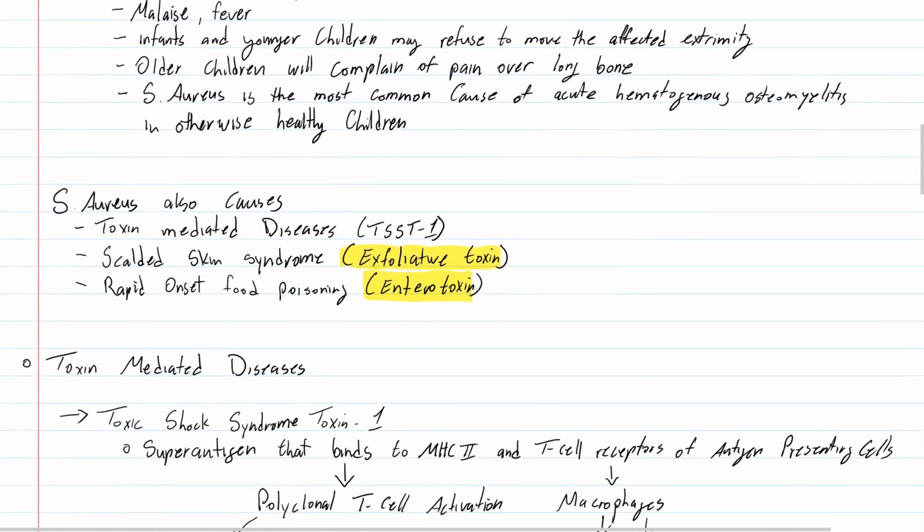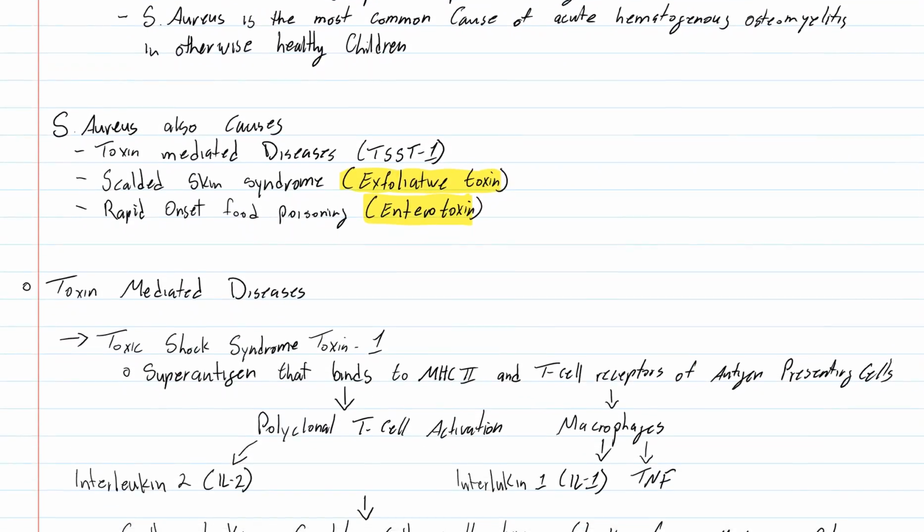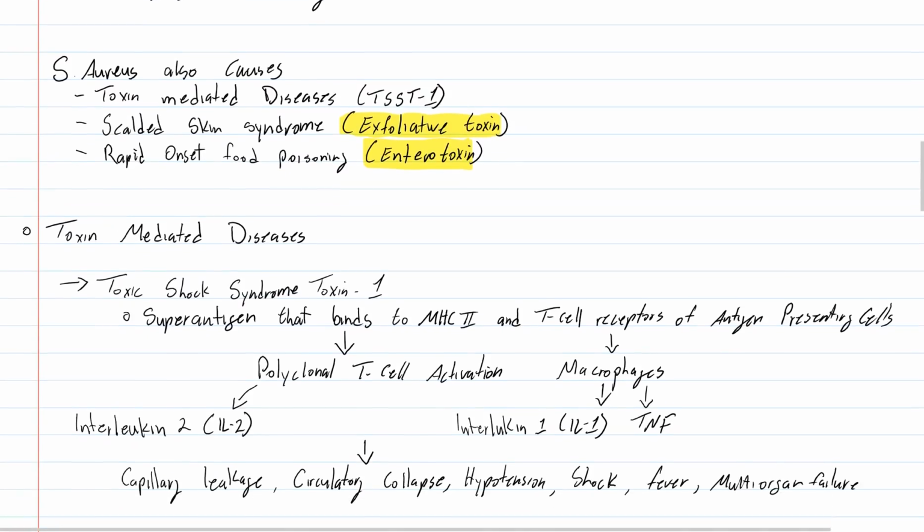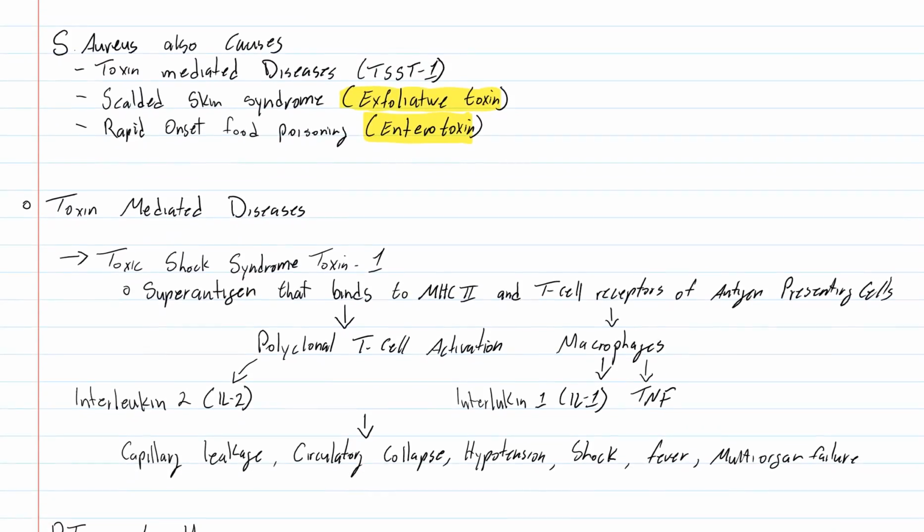Staph aureus also causes toxin-mediated diseases, and it's important to know the toxins associated with Staph aureus. One is toxic shock syndrome, which is toxic shock syndrome toxin 1. The other one is staph scalded skin syndrome, which is caused by an exfoliative toxin, and rapid onset food poisoning, which is caused by enterotoxin. It's easy to remember. Enterotoxin is the intestine, entero, intestines. Staph scalded skin syndrome is caused by exfoliative toxin. You exfoliate the skin when you get a facial or something. What are you doing? You're exfoliating the skin.